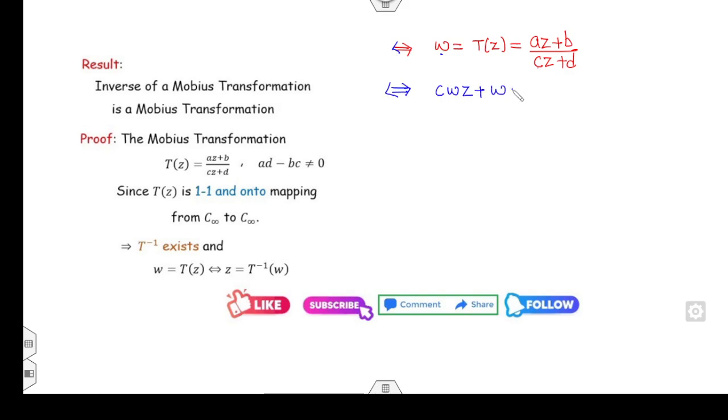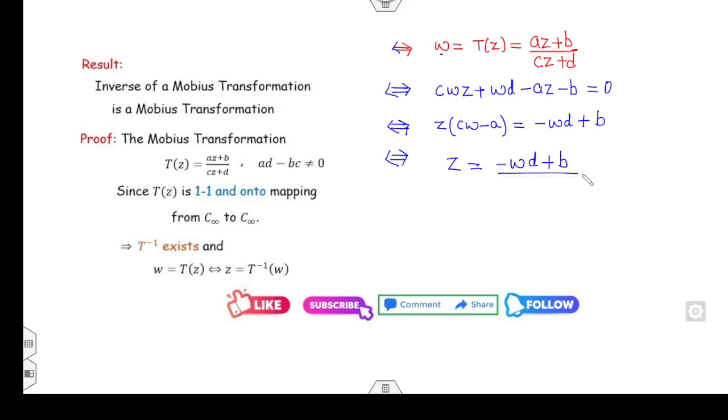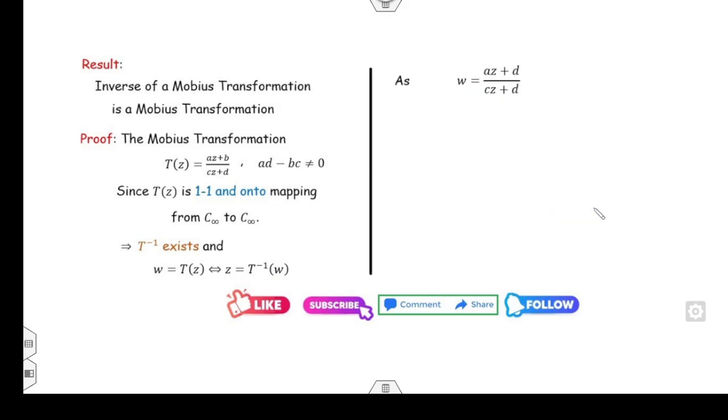CWZ plus WD minus AZ minus B is equal to 0. Fine. Can you take the coefficient of Z? CW minus A, which is equal to minus WD plus B. Can you find the value of Z? Z will be minus WD plus B divided by CW minus A. And if you compare them, therefore T inverse of W will be minus DW plus B divided by CW minus A, which is the required answer.